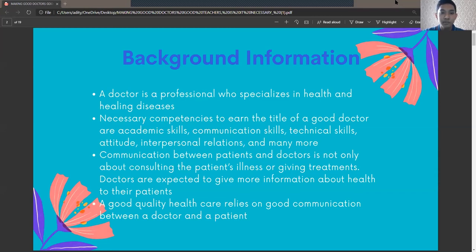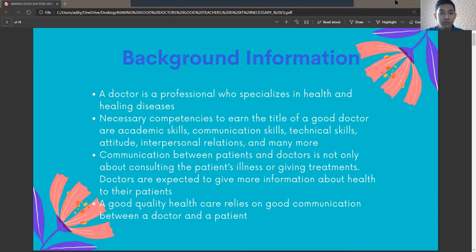These academic skills are essential for doctors to diagnose the patient's disease and to ensure the patient recovers to good health. Communication skill is also needed by doctors to get information and communicate verbally with their patients, patients' families, and colleagues. Communication between patient and doctor is not only about consulting the patient's illness or giving treatment. In the United Kingdom, all doctors are expected to teach as it will be necessary for their career.